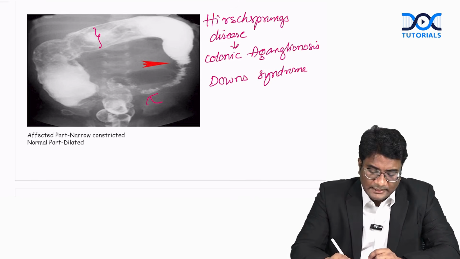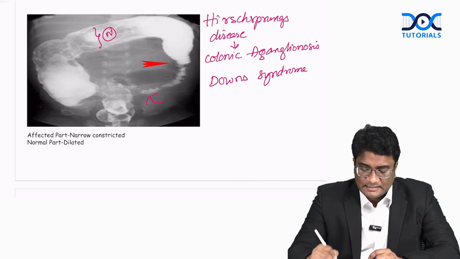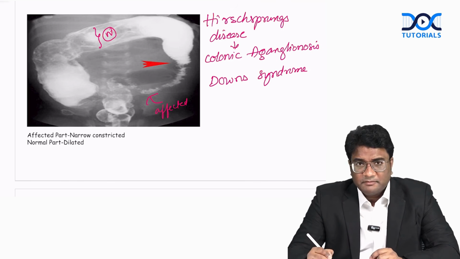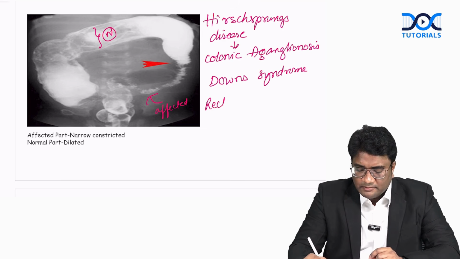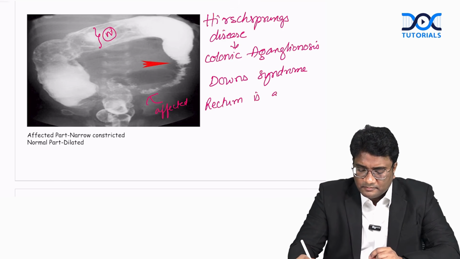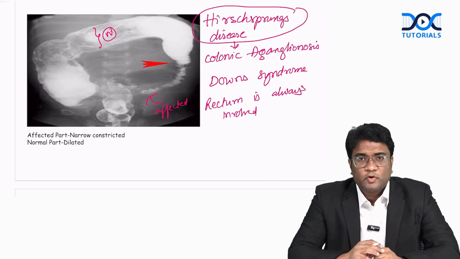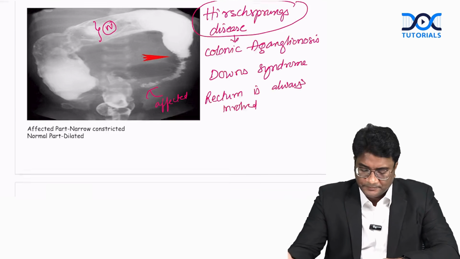And remember, the dilated part is the normal part. The constricted part is the affected part. And the rectum is always involved. This is Hirschsprung's disease, also called colonic aganglionosis.